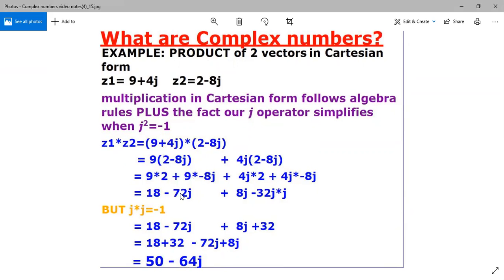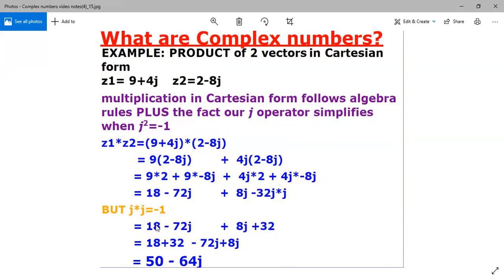If we add the j terms together, we can do that. However, what we need to watch out for at the end, where we've got 4j times minus 8j, we've got 4 times minus 8, which gives us minus 32. We've got j times j, right? j times j is j squared, but we know from previous work j squared is equal to minus 1. So instead of j times j, we can stick in minus 1. So we end up with 18 minus 72j plus 8j plus 32.